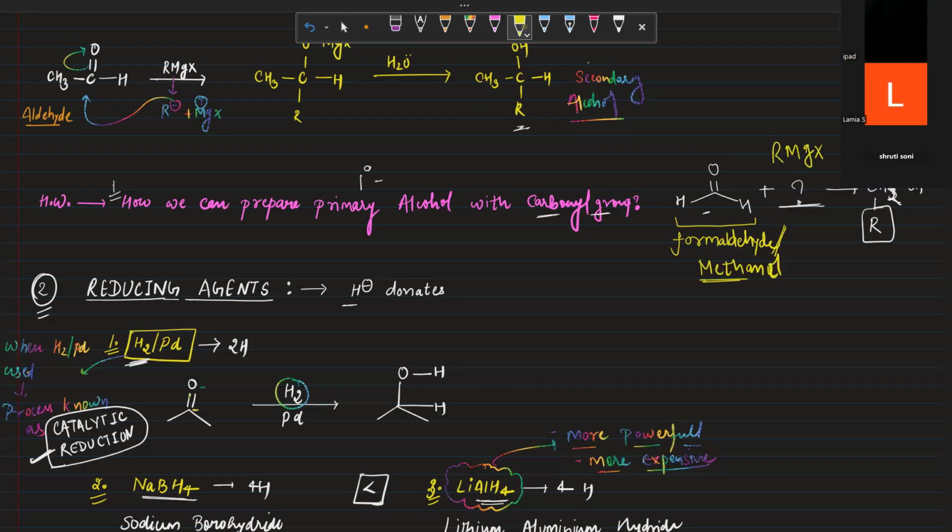So with RMgX, the R attaches to the carbon, right? And then the carbon-oxygen bond is broken, so there's only one bond between carbon and oxygen and the rest are lone pairs, right? Yes.